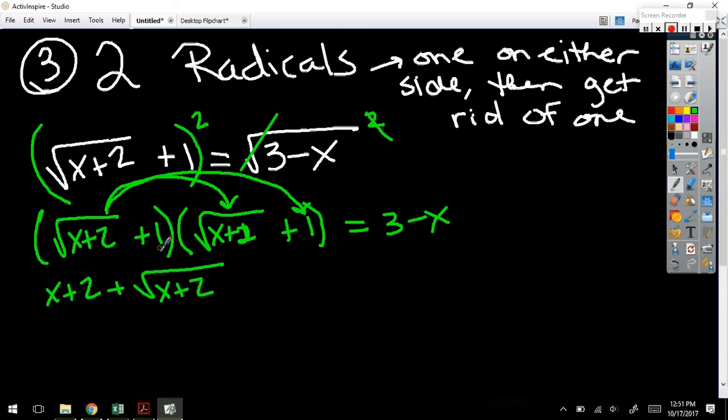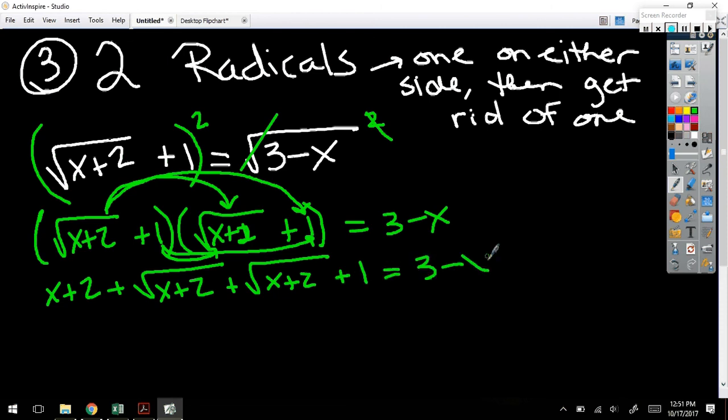Now take this one. 1 times the square root of x plus 2. And 1 times 1. Subtract 1.